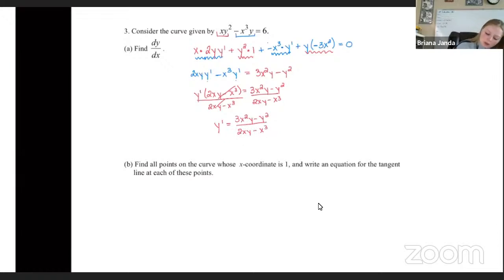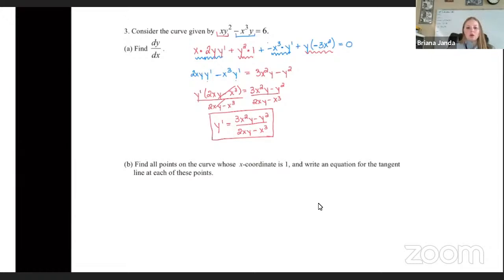And you are welcome to leave it as y prime. I had a couple questions about that. Y prime and dy dx are the same thing, and you're welcome to leave it that way. Okay, so that was part A, implicit differentiation to get to dy dx.